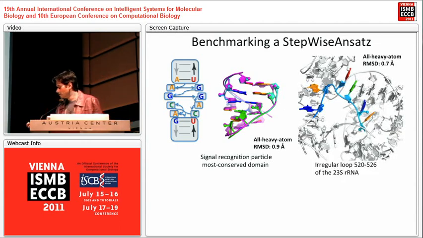So this one looks easy. This is an irregular loop from inside the ribosome. It's just six residues, and the problem is you cut it out, and you try to build it back. It's like a toy puzzle. It turns out to be hard because there are backbone configurations here that are extraordinarily rare. They're not seen elsewhere in the database.